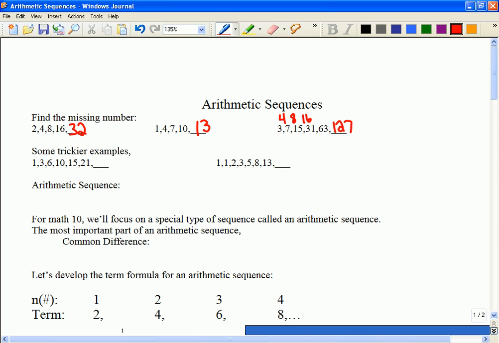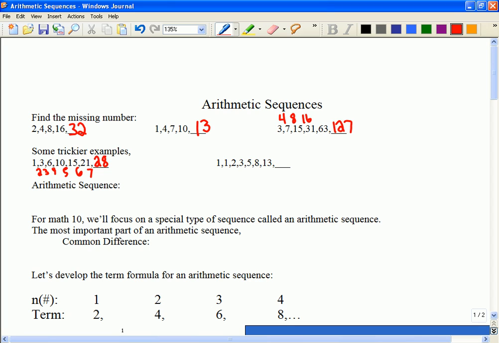No? 1, 3, 6, 10, 15, 21, and? 28, yeah. How did you know? It's going up by 2, then 3, then 4, then 5, then 6. So the next one goes up by 7.